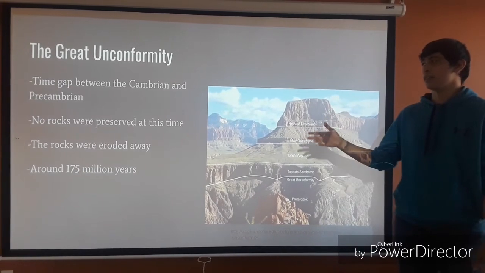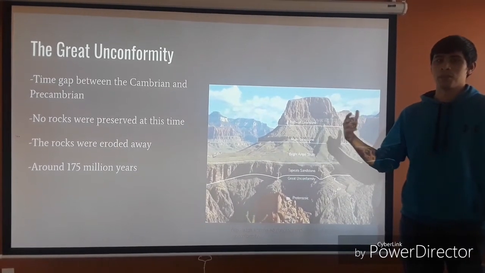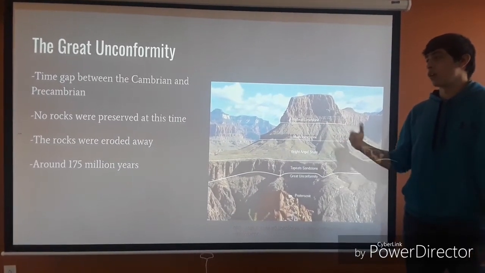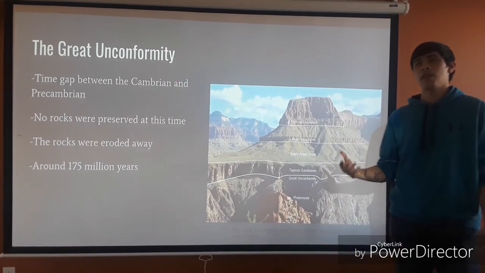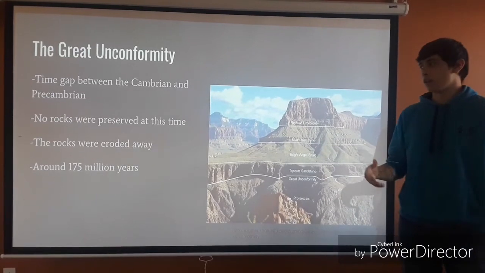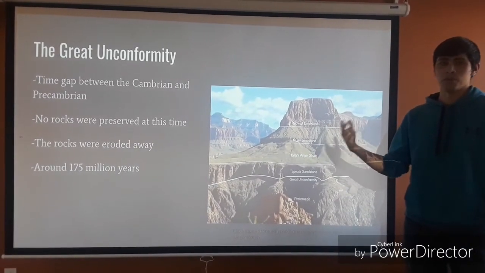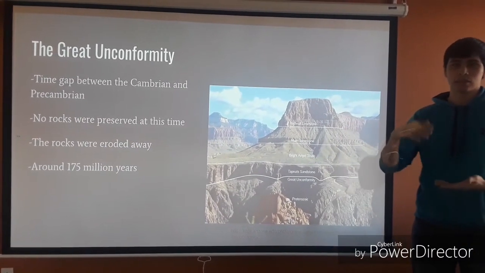The Great Unconformity is the time gap between the Cambrian and the Precambrian. It's a long time period. It was around 175 years of lost time. The time was eroded away. The rocks were eroded away and they weren't preserved at this time. That's why there's just a time gap.